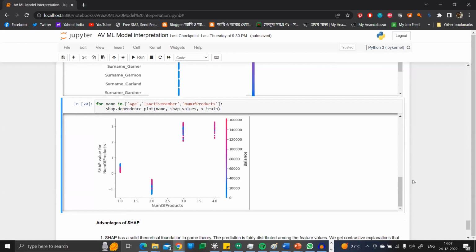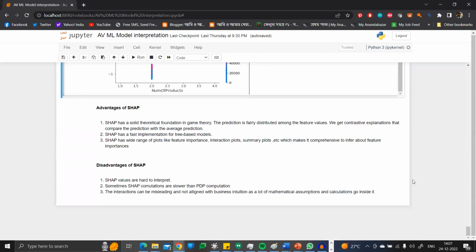So now what are the advantages? Definitely it has a solid advantage over PDP. For an ML model with interactions, it is definitely able to take out the interactions very well. It is a faster implementation for tree-based models. And then it has a lot of plots inside it, so you can visualize it with different kinds of data. The disadvantage is it is very difficult to interpret, because there are so many plots and all.